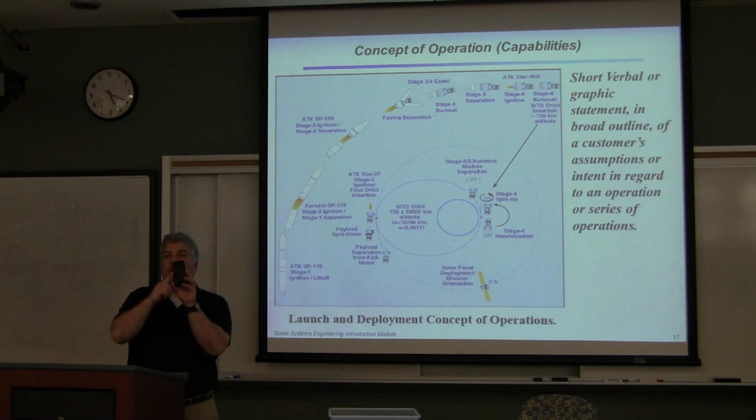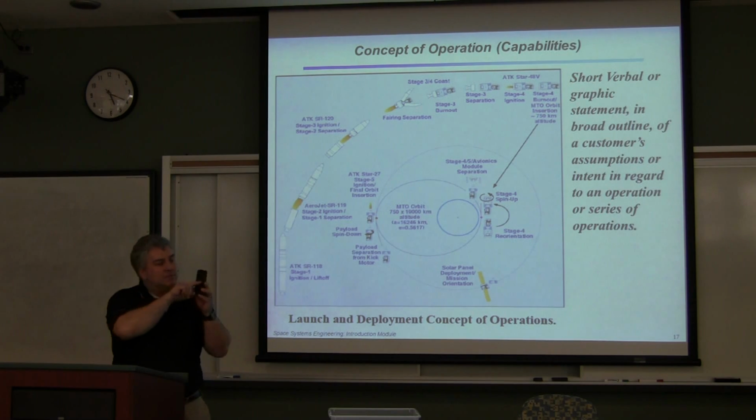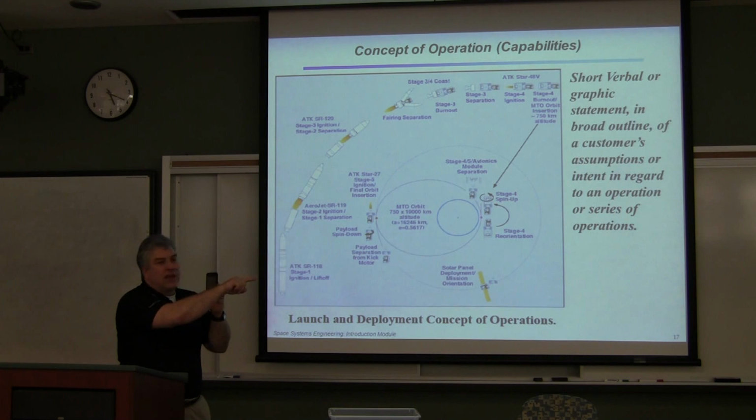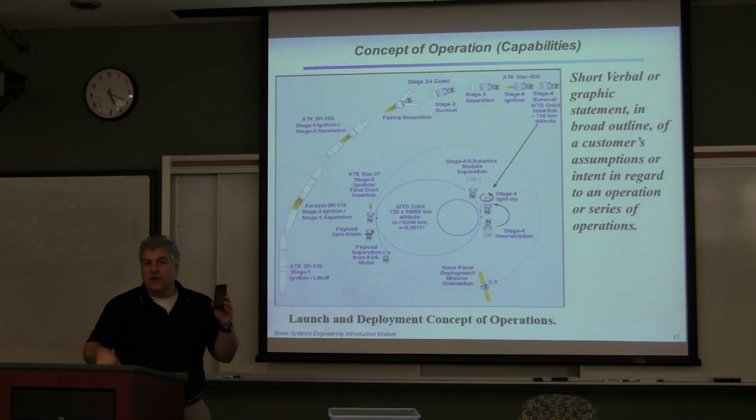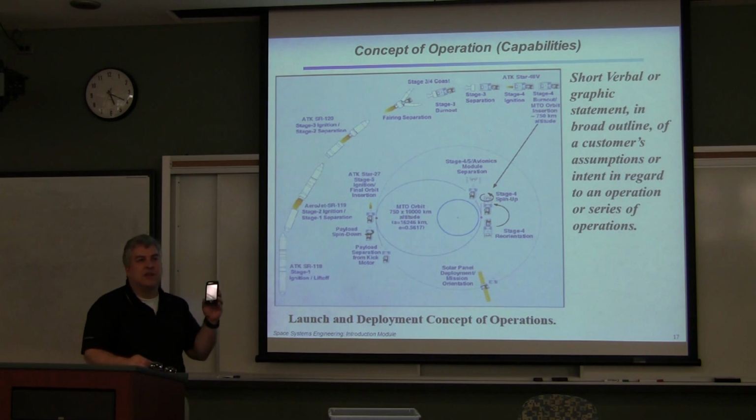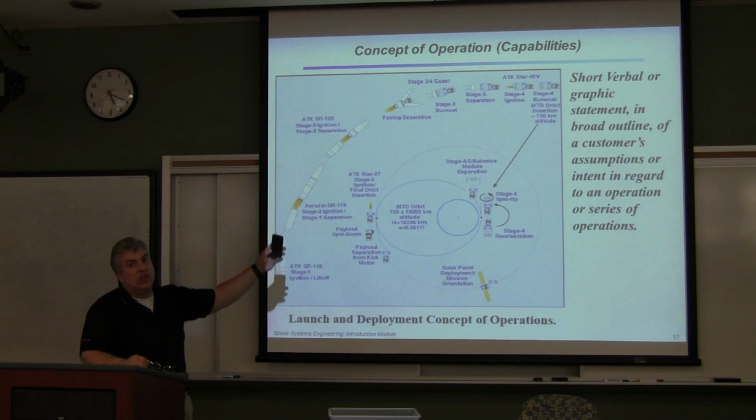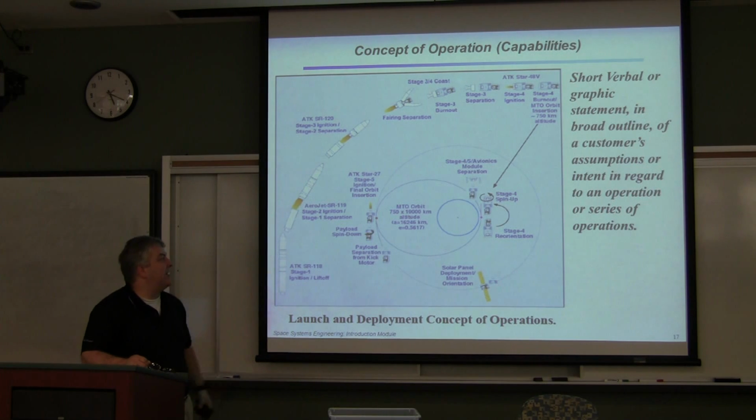You show one screen. When you press a button, the screen goes to look like this over here. You press another button, it goes to look like this one over here. Another one over there. So that's another example of how you would typically describe a concept of operations. It could be very low level. This one is a very high level one.